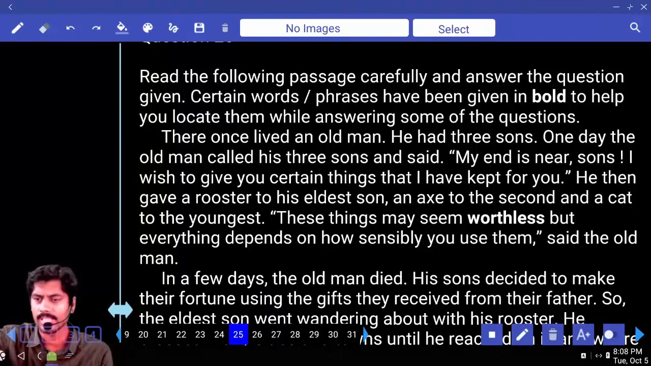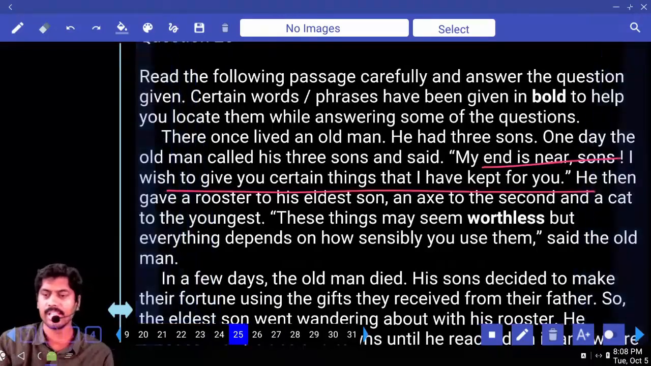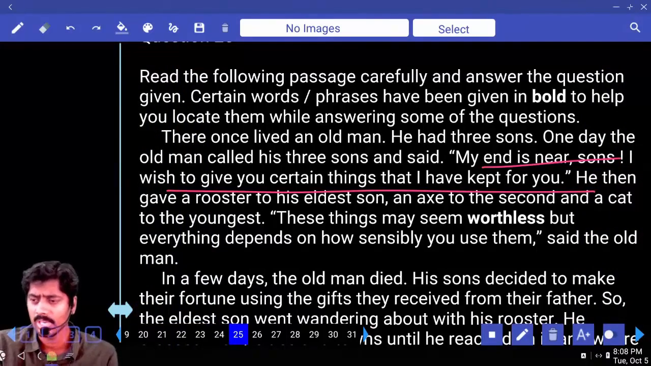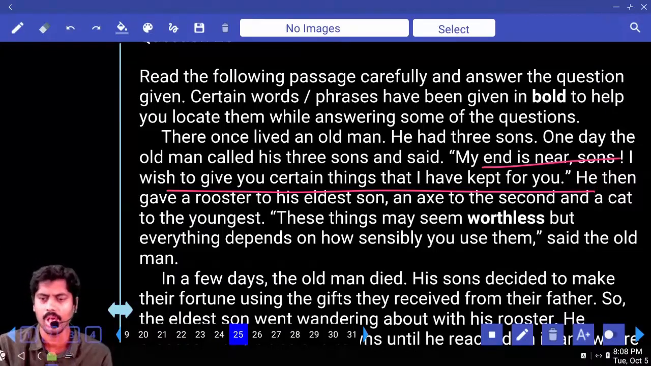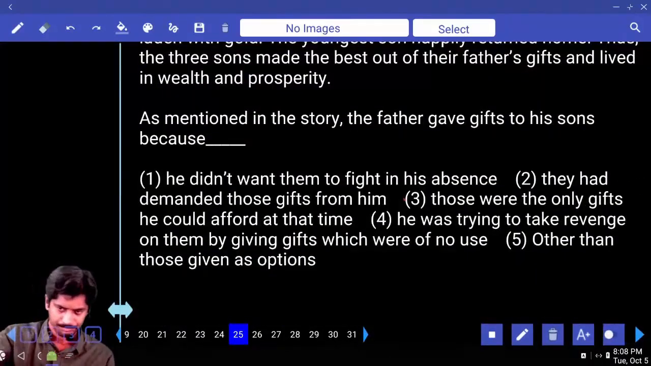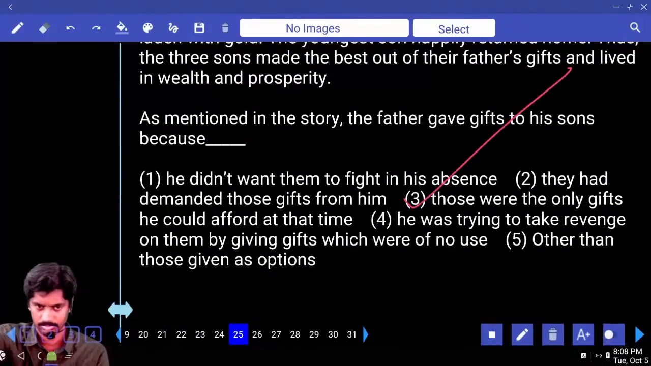My end is near, sons. I wish to give you certain things that I have kept for you. He then gave rooster to his eldest son, axe to the second son, and a cat to the youngest son. These things may seem worthless, but everything depends on how you use them. So, certain things he has kept for them. So, answer 3 or 5. Third option.